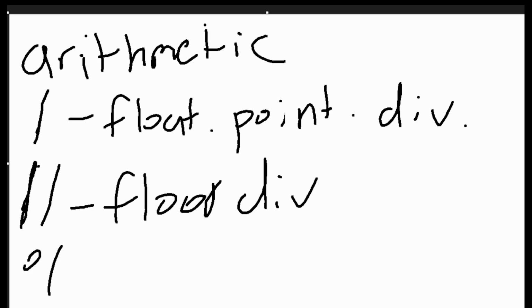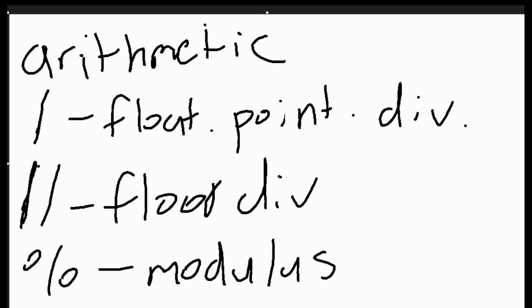And the last thing is the percentage symbol in Python, which is known as the modulus. What you're doing here is modular division, and this is essentially just finding the remainder. If you divide 5 by 3, you'll just get 2. So you're getting the remainder of the equation. You put that percentage symbol in there, you're finding the remainder.